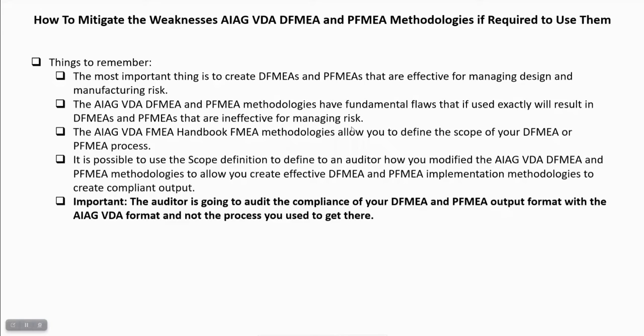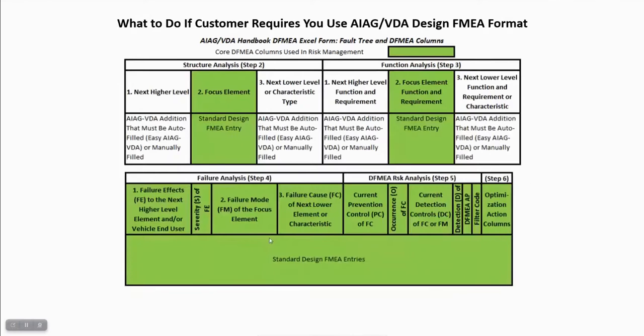I think it's both ineffective and inefficient. But if your customer says, I want these in this format, you've got to give it to them in that format. And so I say here, the important thing is the auditor is going to audit the compliance of your DFMEA and PFMEA output format with the AIAG VDA format and not the process you use to get there. So you're able to give them the format they want, but the way you fill it out is just going to be a little bit different.